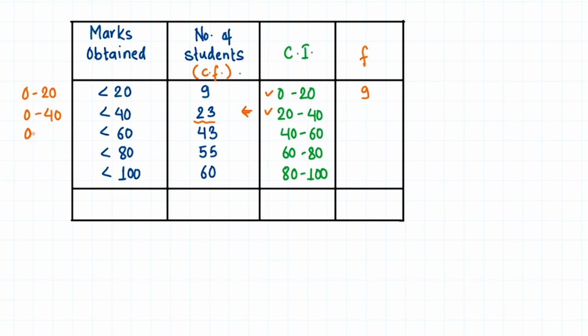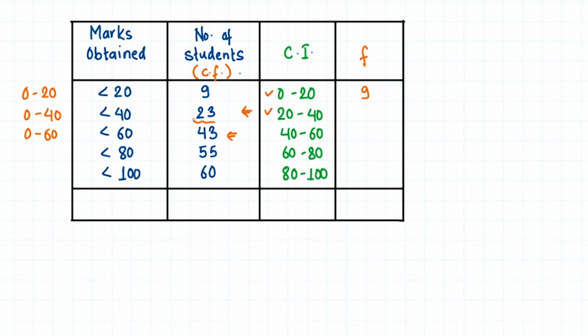Similarly, for our 0 to 60, which is our third one, less than 60, the number of students is 43, right? What this means is the students from 0 to 20, from 20 to 40, and 40 to 60. If you add all those three together, you are going to get 43, right? That's our less than 60. And so this data is actually our cumulative frequency and not our frequency, okay? So we need to find the frequency in this case, not the cumulative frequency. Now, how do we find the frequency? For the first one, it's pretty simple, right? The CF and the F are the same, it's 9.